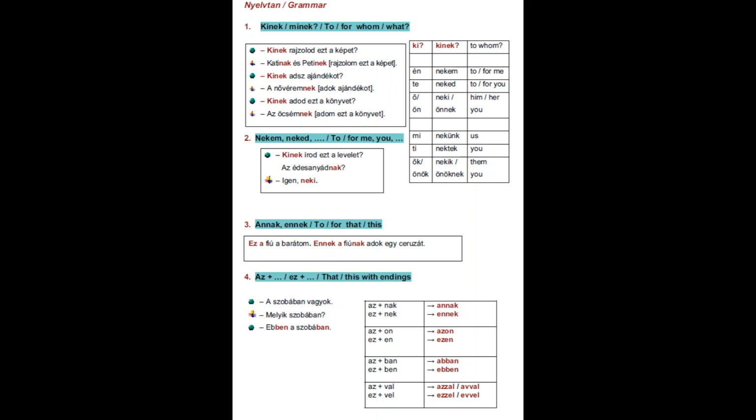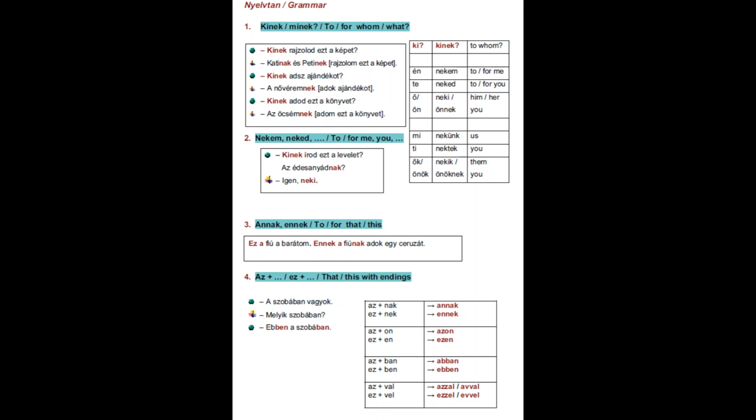Édesanyádnak is your mother because of that D there. So see, this is why it's very difficult, because Hungarian is very precise with the smallest little tiny letter. Just a little letter change from édesanyámnak to édesanyádnak. That difference between the M, which is me, and the D, which is you.